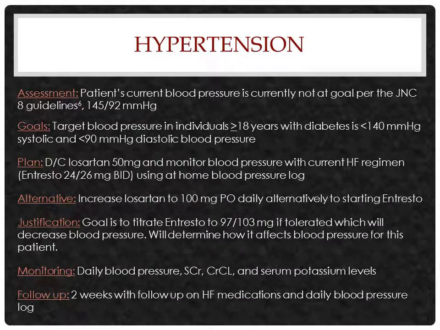MC presents to the clinic with a blood pressure of 145/92. This is not at goal per JNC 8 guidelines. The target blood pressure would be to maintain it below 140/90 since the patient is over 18 years old and he also has diabetes. So the plan is to discontinue losartan and continue the heart failure regimen as mentioned in the previous slide. As an alternative, we could double the losartan from 50 to 100.